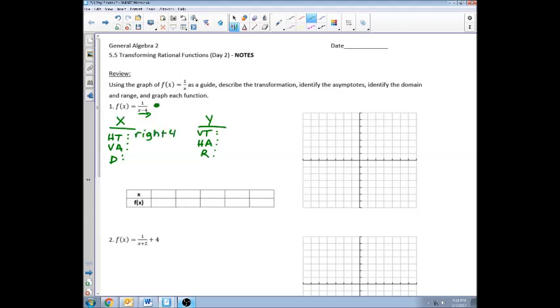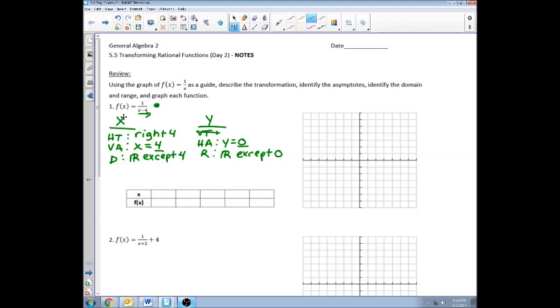Since there is no number sitting outside the fraction bar, I will not have a vertical translation. Now that I know my horizontal translation, I can figure out that my vertical asymptote has gone from x equals 0. It's moved to the right 4 places, so it is now x equals 4. My domain will be all real except for my asymptote, which is 4. Okay? Since I did not have a vertical translation, my horizontal asymptote, which starts at y equals 0, has stayed at y equals 0, and my range will be all real except my horizontal asymptote, which is 0.